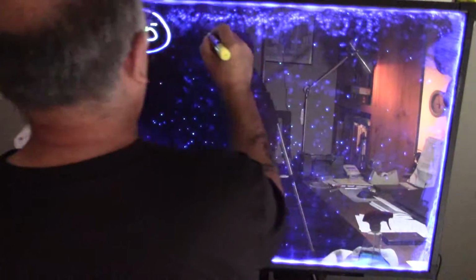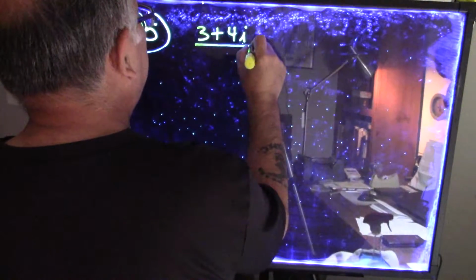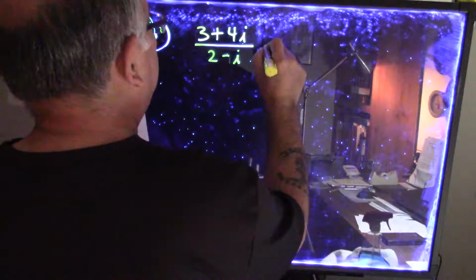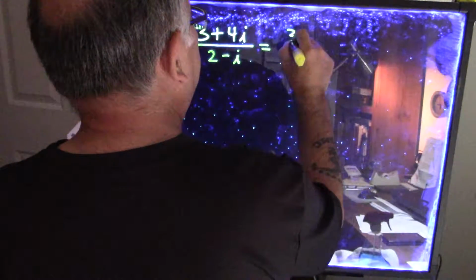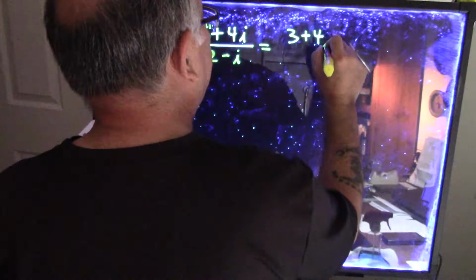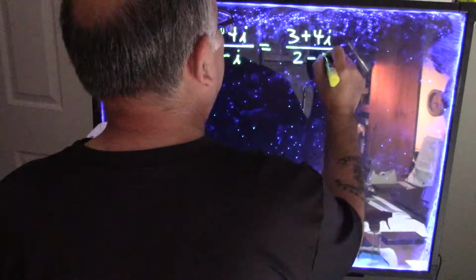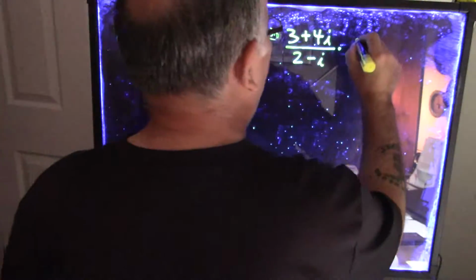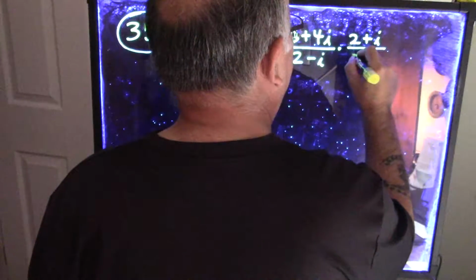Number 35. We have 3 plus 4i over 2 minus i. So what we do is we multiply the top and bottom, numerator and denominator, by the conjugate of the denominator, which happens to be 2 plus i. So you're multiplying by 1, but that is 2 plus i over 2 plus i.